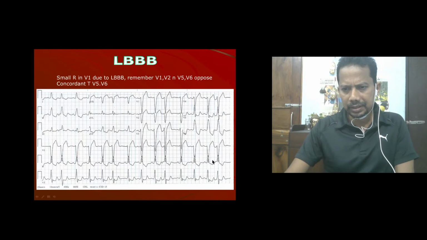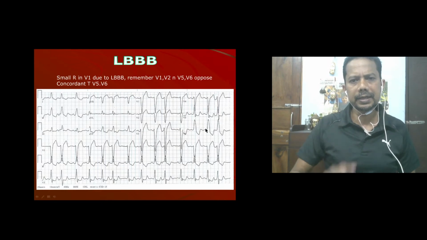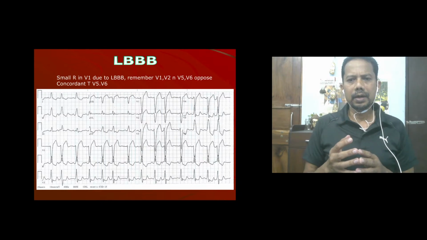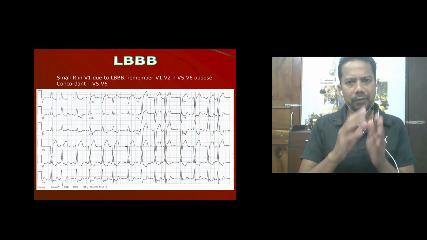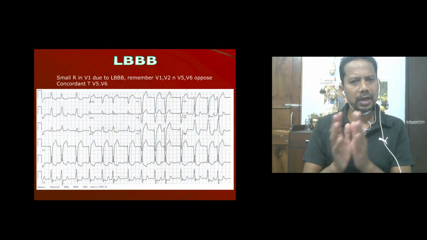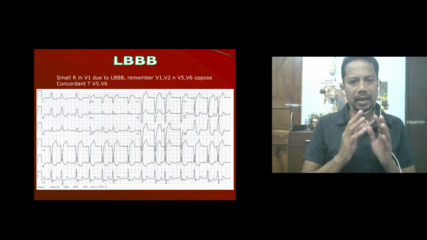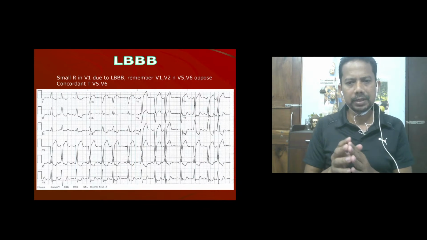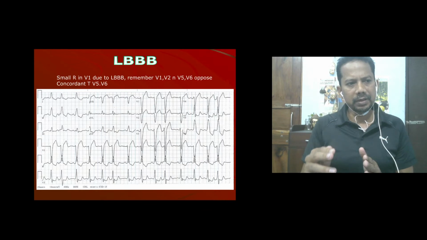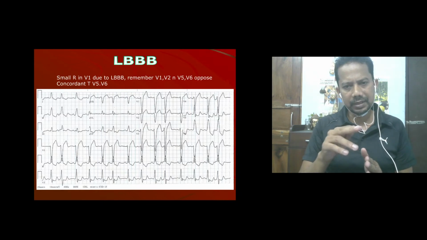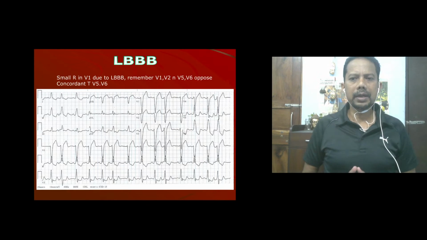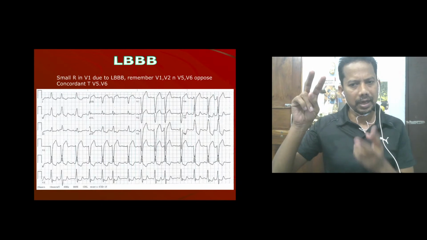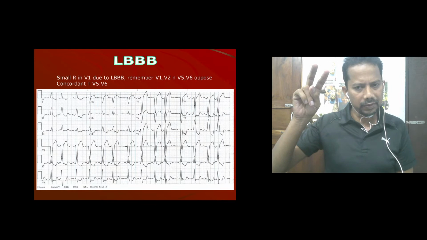Okay, now you look in this ECG. The complete criteria for LBBB is L for left, L for left bundle branch, or L for LAD: left axis deviation, broad QRS more than 3 small squares, ST depression with T inversion, with upward concavity, and tall R in V5, V6 with reciprocal deep S in V1, V2.